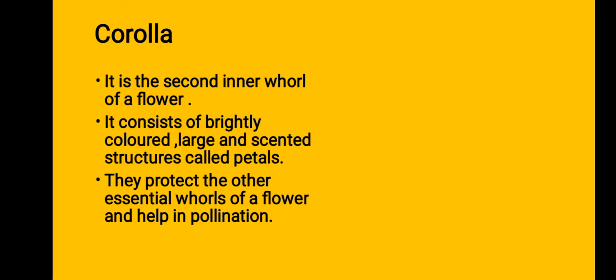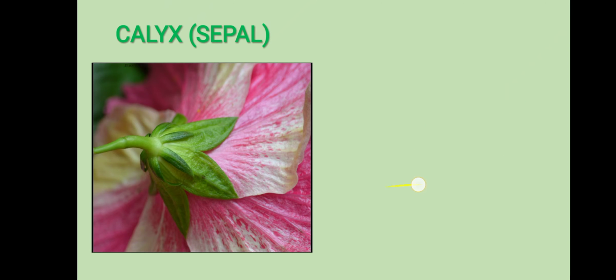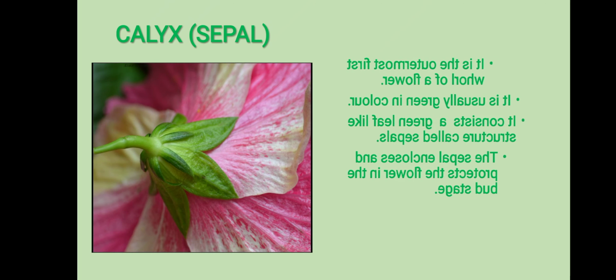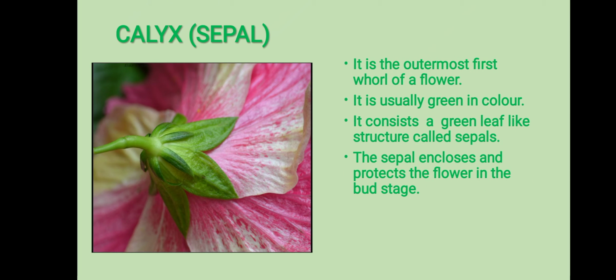So, class, this is what we'll be learning for today. We have learned that a flower has four main parts: calyx, corolla, androecium, and gynoecium. All the four main parts are arranged in four whorls. Now, today we have learned only about calyx and corolla. Calyx is the outermost first whorl of a flower, usually green in color, consisting of green leaf-like structures called sepals. The sepal encloses and protects the flower in the bud stage.